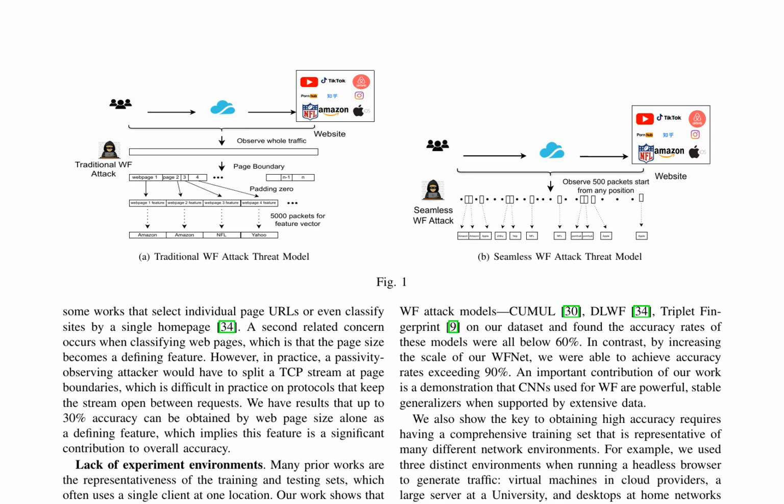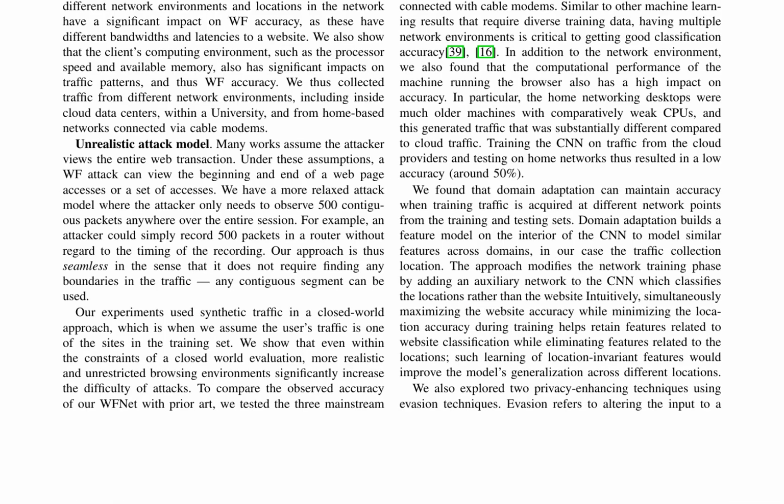The authors propose a more realistic attack model, where the attacker only needs to observe 500 contiguous packets anywhere over the entire session, without regard to timing or boundaries. This seamless WF attack model is more practical and relaxed than traditional models. In their experiments, the authors use synthetic traffic in a closed-world approach, assuming the user's traffic is one of the sites in the training set.